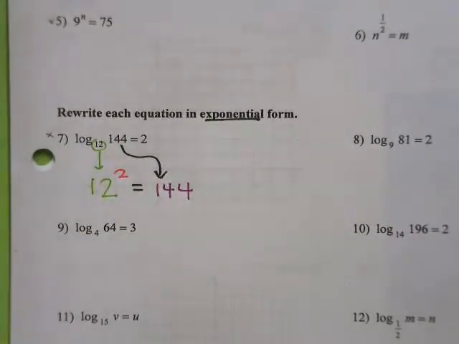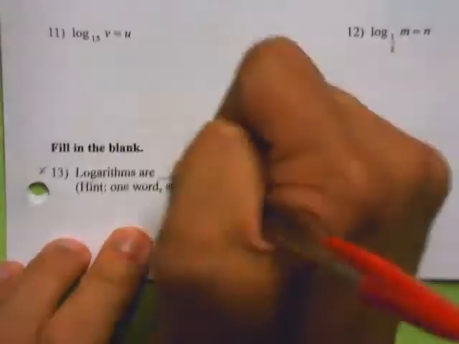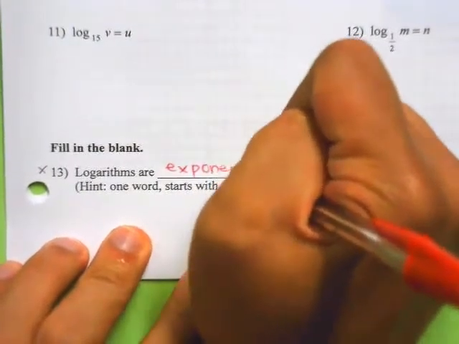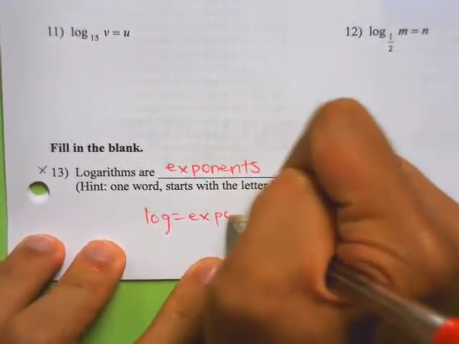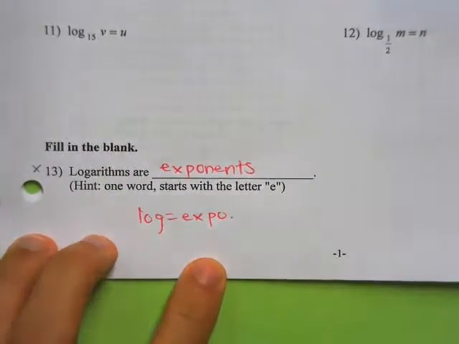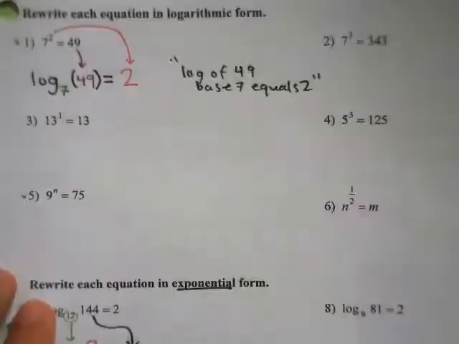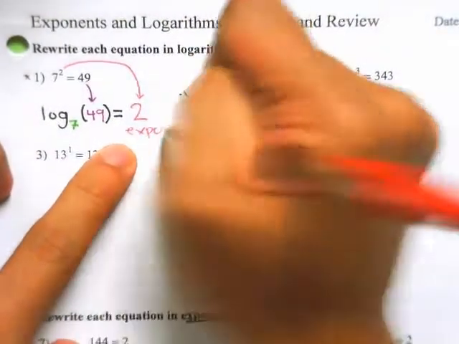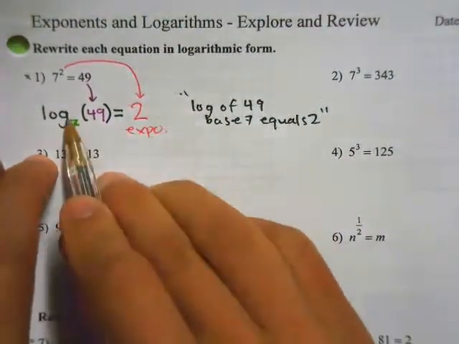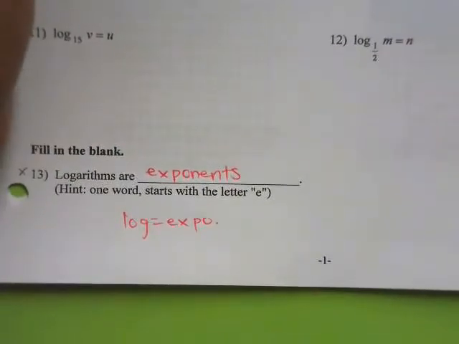So for number 13, to make it easier for us, logarithms are pretty much exponents. Logs are equal to exponents, if you really just want to simplify it to that. And it actually kind of makes sense, because if we take a look back at number 1, here's your log, and your 2 is your exponent. So really, logs are exponents. That's pretty much what it is. Let's go and do more stuff.